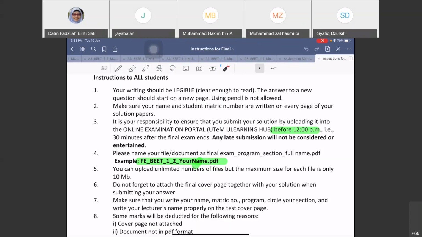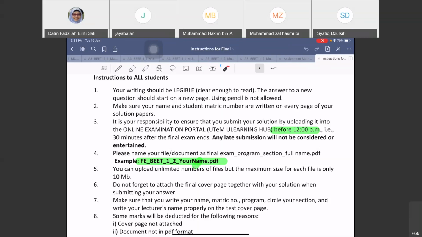By 11:30 make sure you compile everything, your answer sheets together with your cover page in front. Maybe you use CamScanner or whatever to make it into a PDF, and then upload everything correctly. Make sure, if possible, that each page has a page number. That will be much easier for me as well.